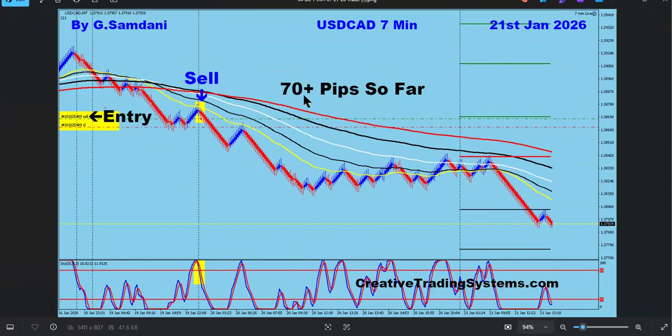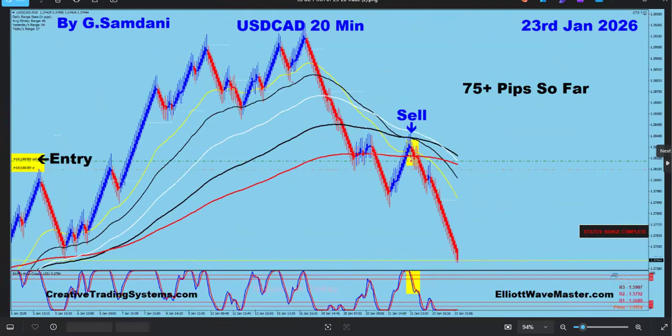So easy. Plan your trade, then trade your plan if it is going in your direction. Sometimes it doesn't, let it go. You don't have anything to lose, right? So the next plan was, okay, this was another trade. That was 7 minute entry. This is 20 minute entry. Two trades on USD CAD from there, from the top going down, right?